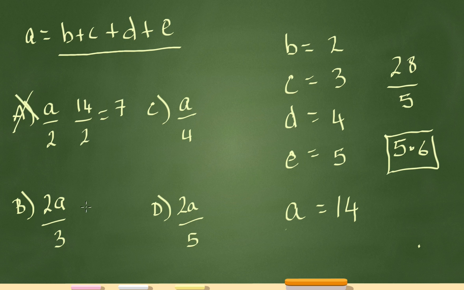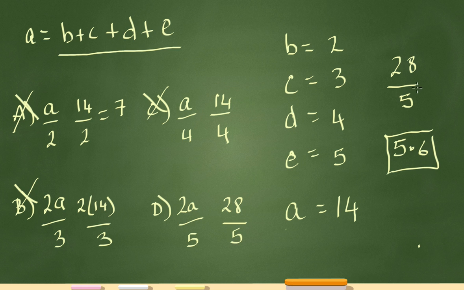Let's go to B. B will be 2 times 14 divided by 3. I know that 2 times 14 is 28. 28 divided by 3 is not the same thing as 28 divided by 5, and I'll cross that out. Let's go to C. C is going to be 14 divided by 4, and that is going to give me 3 point something. And for that reason, I'll cross out C as well. And lastly, I'll go to D. D is 2 times 14, which is 28, and that's 28 divided by 5. Same thing as what I had before. And for that reason, my answer is D.